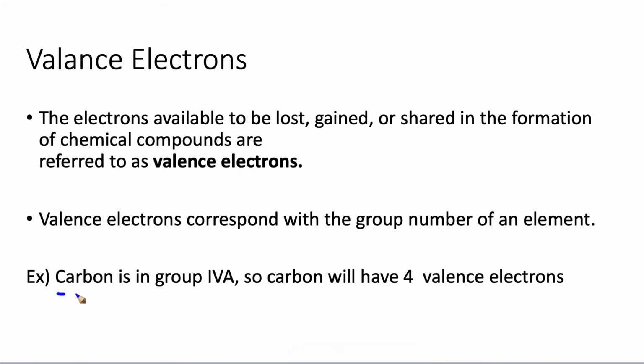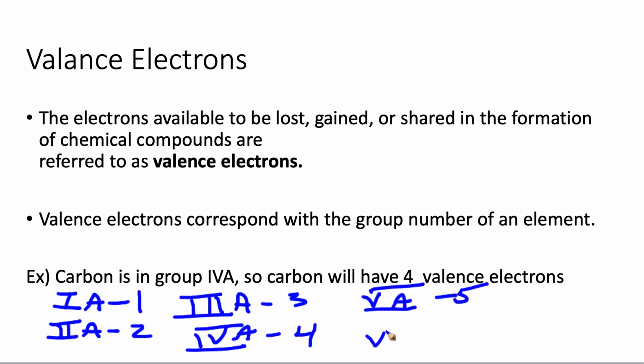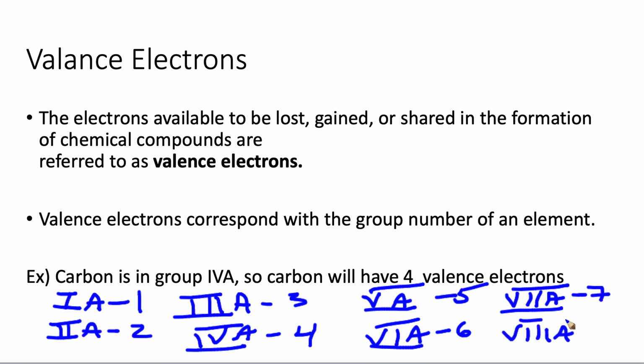So group 1A has 1, 2A, 2, 3A, 3, 4A, 4, 5A, 5, 6A, 6, 7A, 7, and then 8A will have 8. Group 8 will have 8 valence electrons.